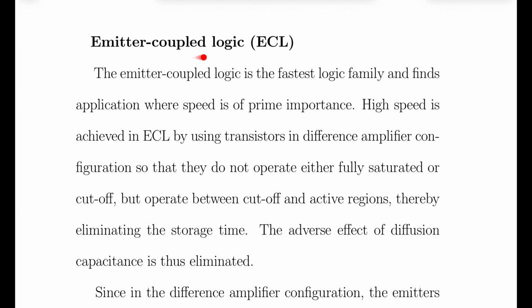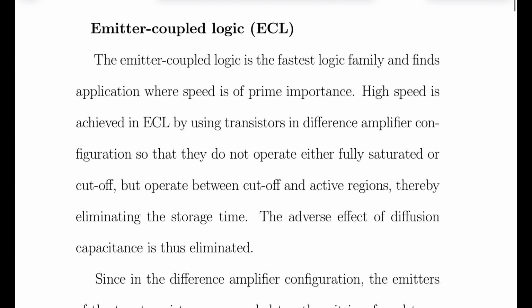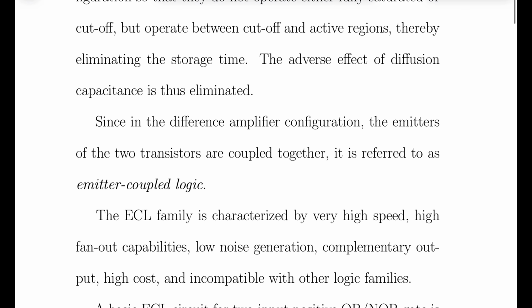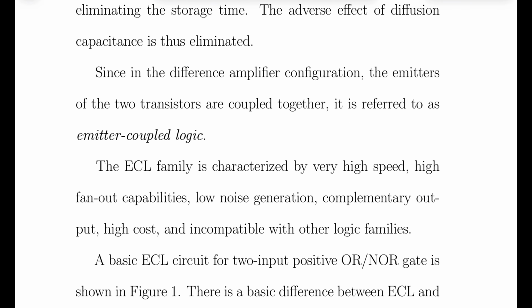The emitter-coupled logic or ECL is the fastest logic family and finds application where speed is of prime importance. High speed is achieved in ECL by using transistors in difference amplifier configuration so that they do not operate either fully saturated or cut off, but operate between cutoff and active regions, thereby eliminating the storage time. The adverse effect of diffusion capacitance is thus eliminated. Since in the difference amplifier configuration, the emitters of the two transistors are coupled together, it is referred to as emitter-coupled logic.